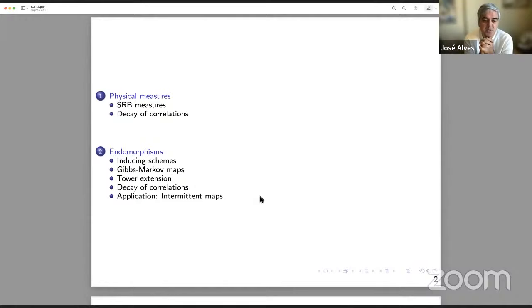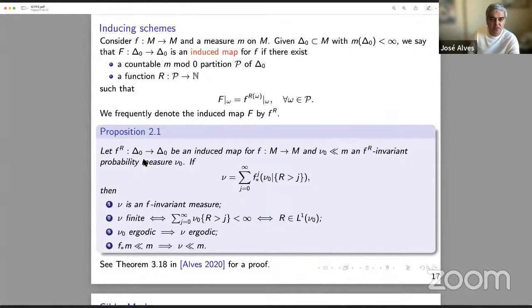I started with some considerations on inducing schemes, and I'll briefly show you this page. Essentially, we consider a certain partition of a certain subset of the phase space. And we consider a partition and a function which gives the time each element of the partition, or the points in the element of the partition, need to be iterated to. In this way, we obtain a new transformation that's called an induced map for the original one.